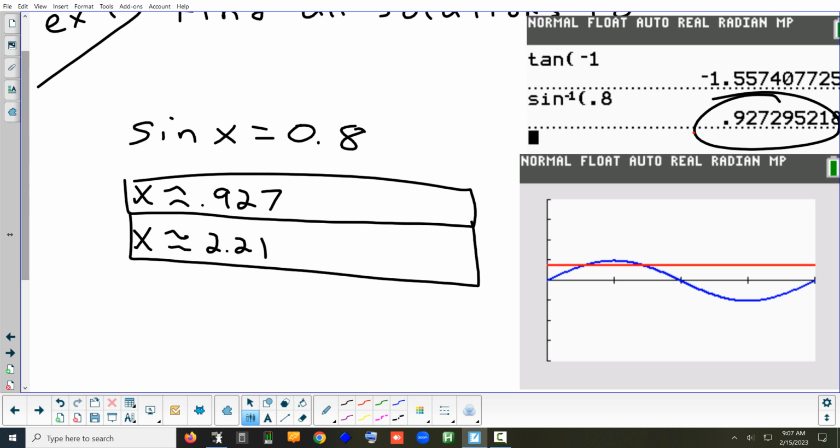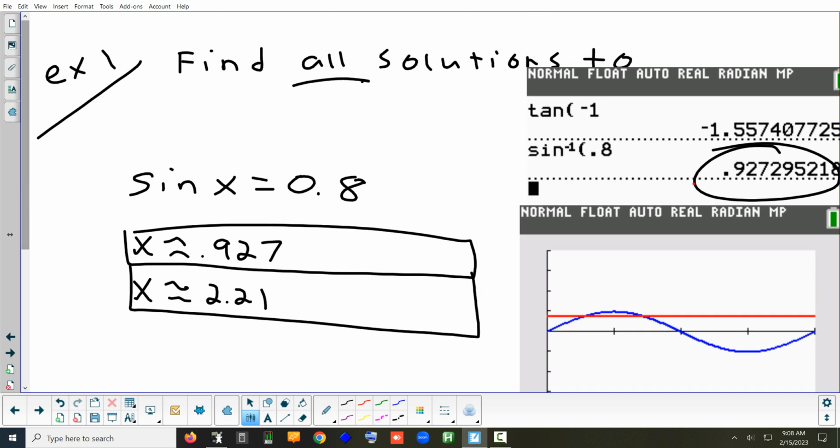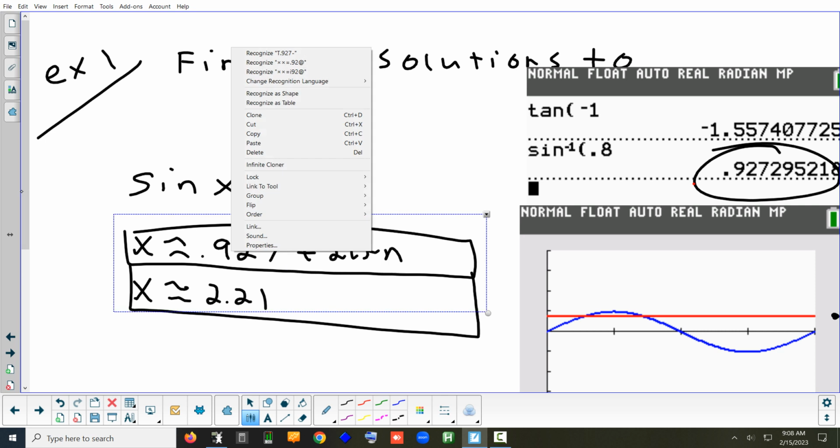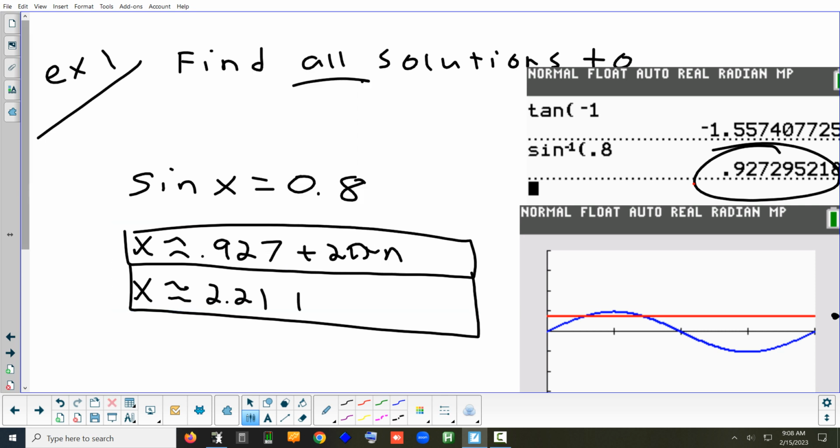Now, if that's all you put, you haven't answered this question. You have found 2 solutions to this problem, but I want to know all of them. So what do we have to put on the end of each one of these to indicate that this answer is going to occur again, right about there? Yep. You have to put plus 2 pi n. And n represents the number of cycles later you want to find the answer. So if you want to know what's the answer 23 cycles from now, take 2 pi times 23, add it to that number, and you will get the answer 23 cycles later. And same thing on this one.